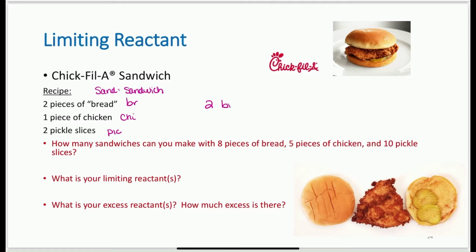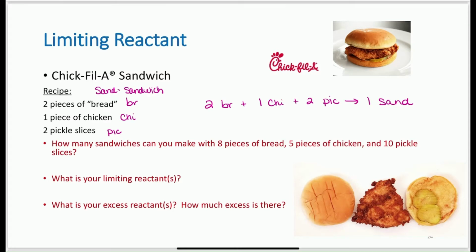So I've got 2 breads plus 1 chicken plus 2 pickles gives me 1 sandwich. And that is balanced. That is exactly what goes into making 1 sandwich. So, how many sandwiches can you make with 8 pieces of bread, 5 pieces of chicken, and 10 pickle slices?